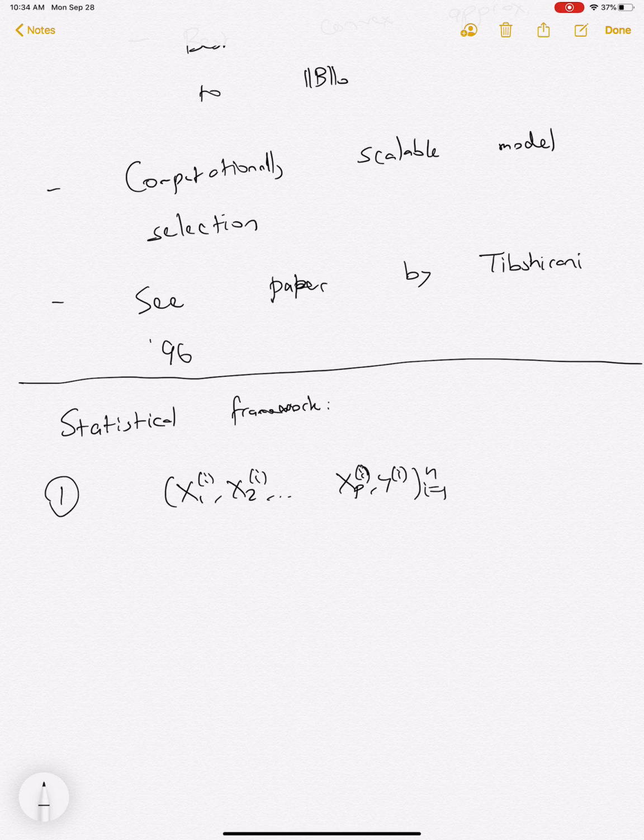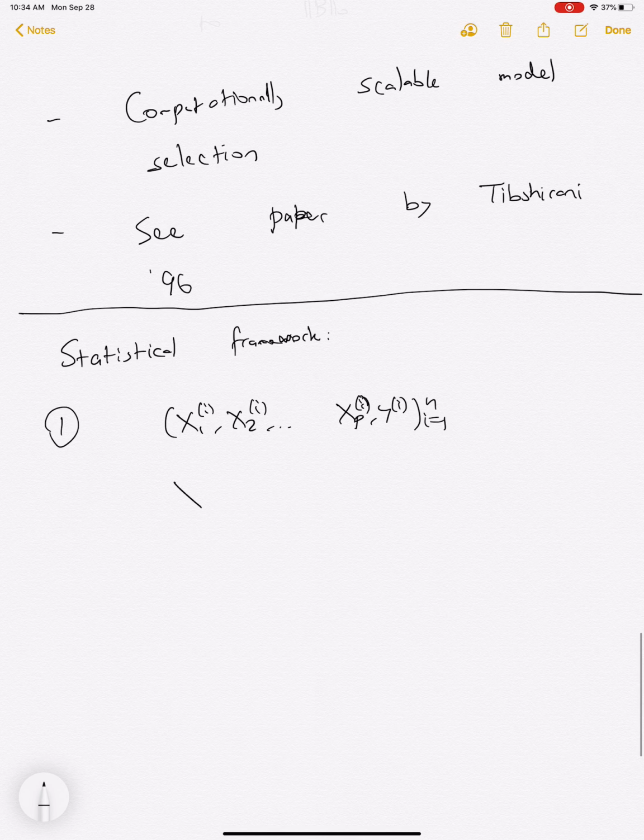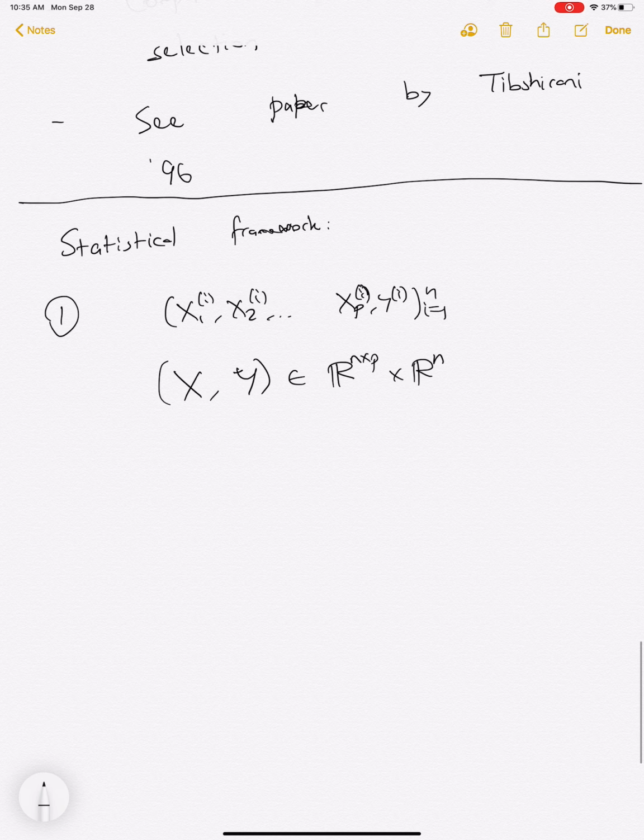I equals 1 to n, and once again we're going to use this convenient matrix vector notation to express the data, because we're going to talk about it in the context of the linear model. As I mentioned, it's typically easiest to understand what's going on with these methods through the linear model.